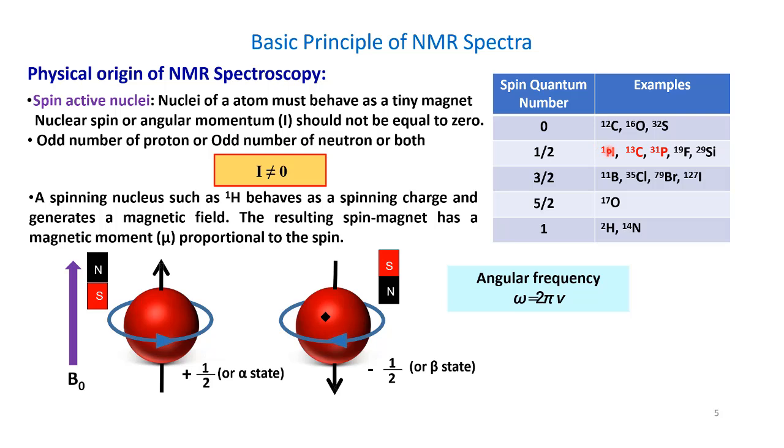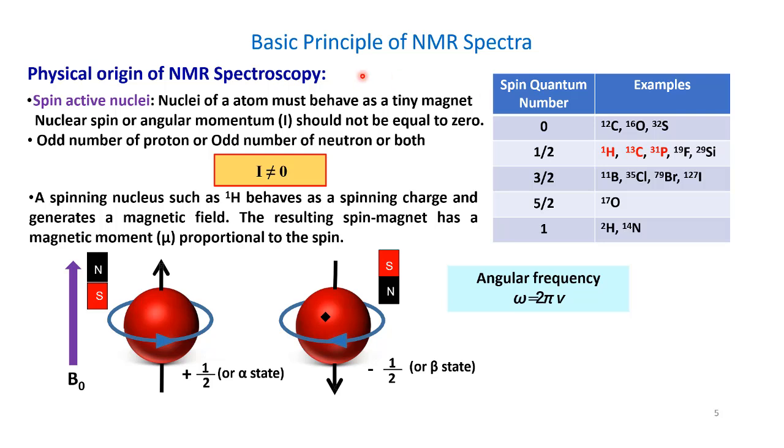But not all atoms will give the spin. Suppose for hydrogen, 1H, that is the proton, that will give the half spin. 2H will give one. And similarly for carbon, carbon 12 will not have any spin, and carbon 13 will give the spin of half. So that is how, with the isotopic nature of the element, the spin will change.